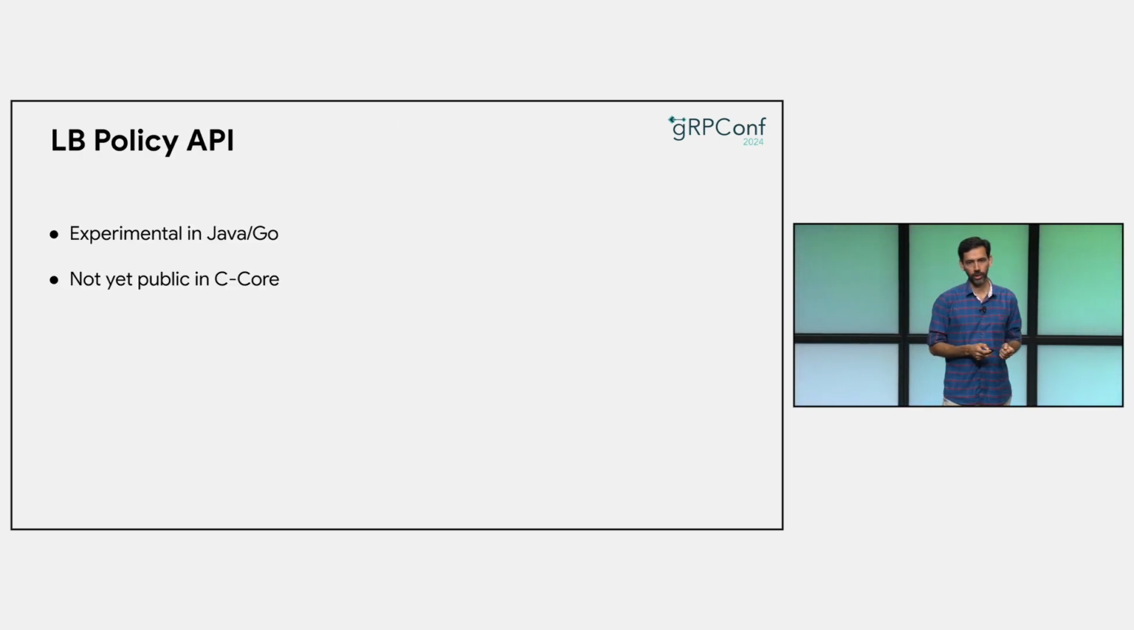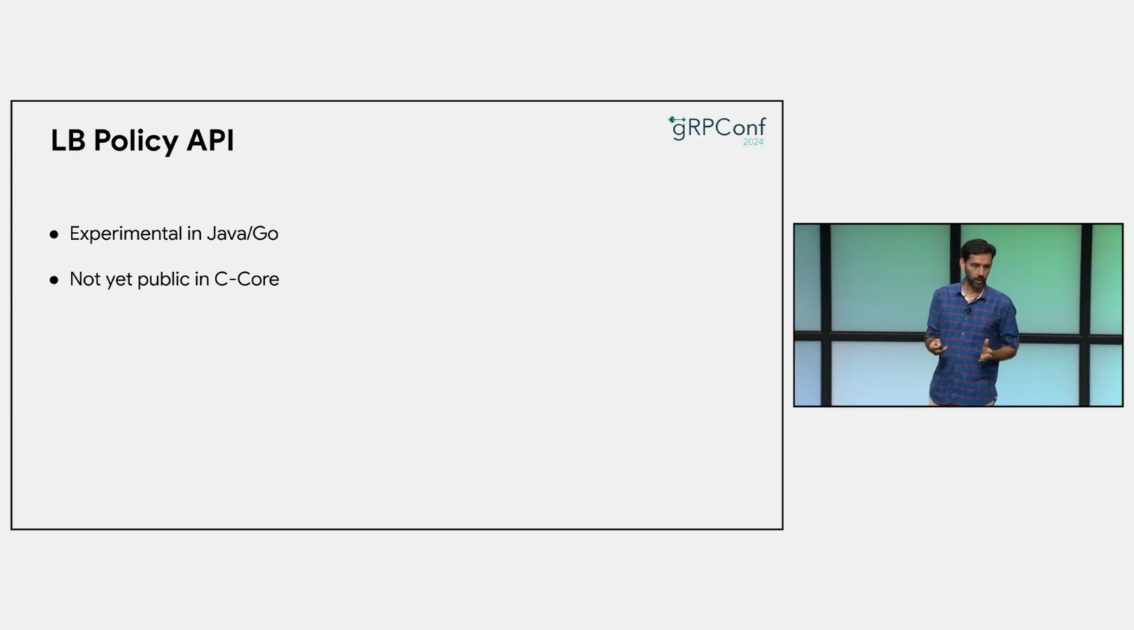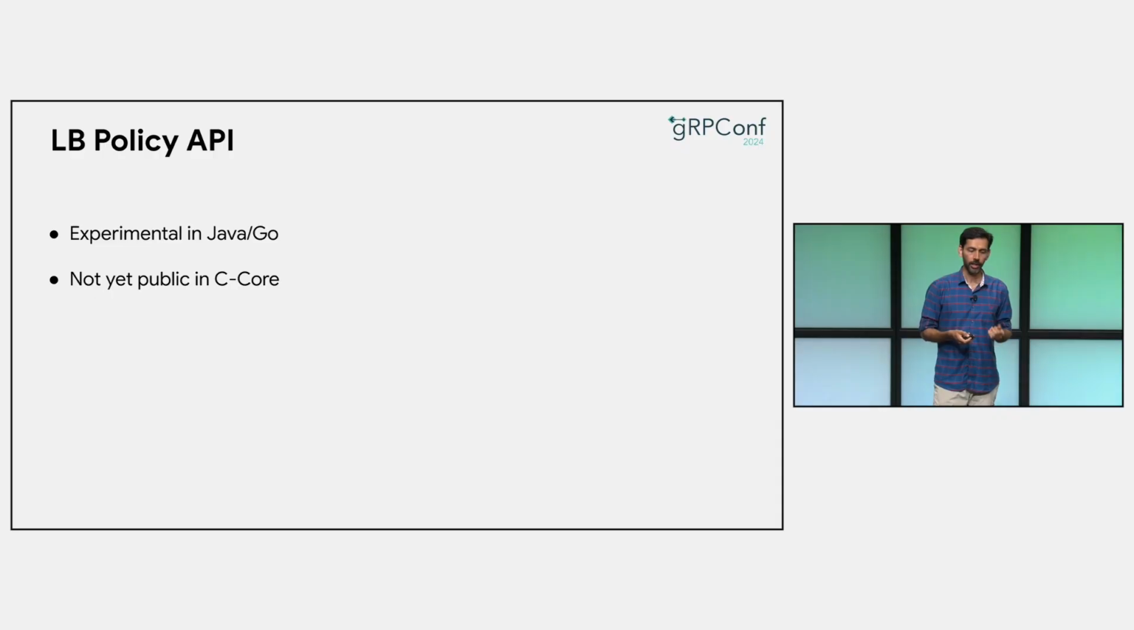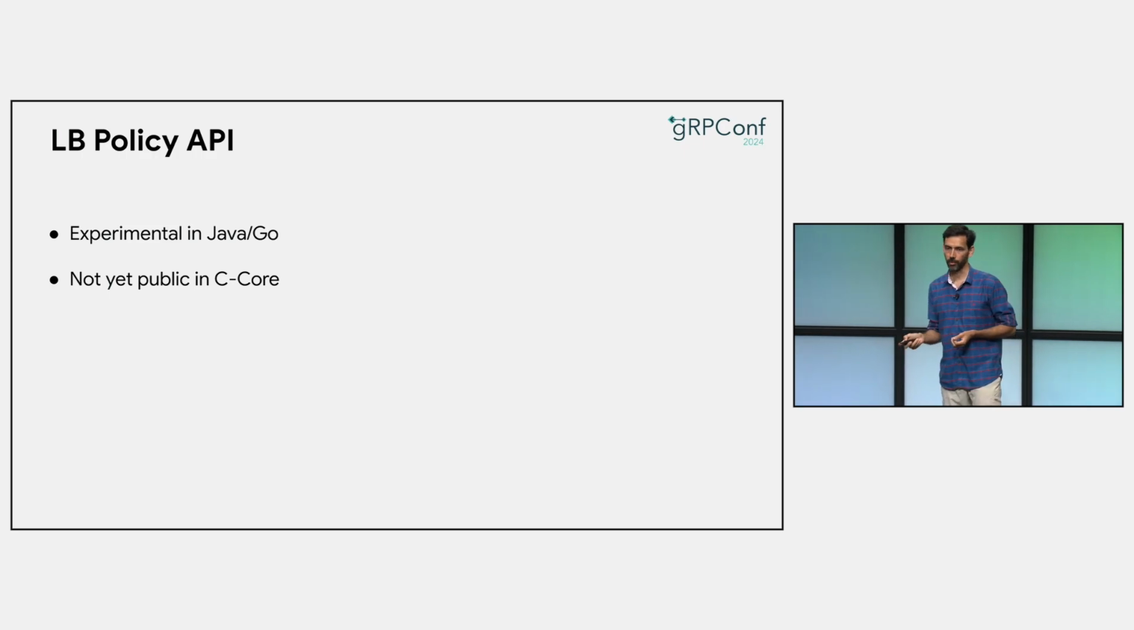Okay, so now let's actually go and look at the API. Just a note of caution that the API is experimental in Java and Go. You are free to use them, but you just need to know that they're experimental and we can make some changes to them. It's not yet public in C Core. It's blocked on the event engine migration, but we are hoping that we can make it public very soon.